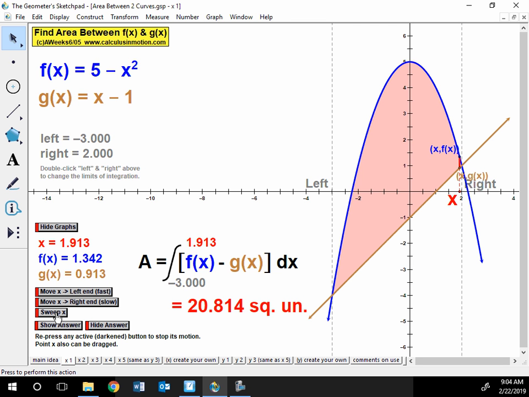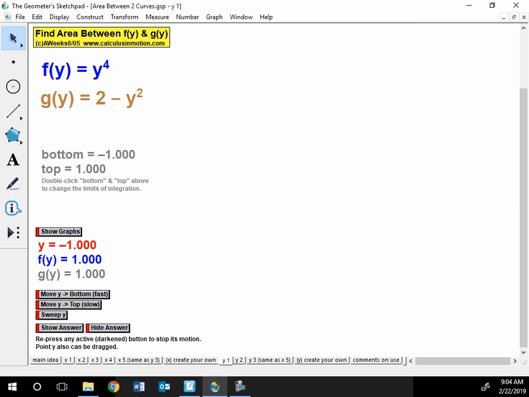So everything we've done so far is with respect to x, dx, which means that we are doing top function minus bottom function. So we're looking at our integral. Think Riemann sums: those little rectangles are perpendicular to the x-axis. The height is going to be top function minus bottom function. But we are going to go a little bit into doing it in terms of y.